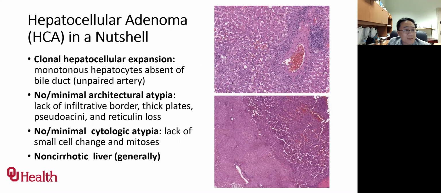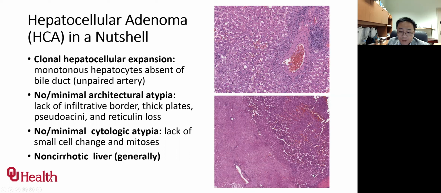To summarize, hepatocellular adenoma is a clonal hepatocellular expansion, characterized by monotonous hepatocytes with absence of bile duct. And they have unpaired arteries, as you can see here. This is one of my cases. You can see that these hepatocytes are bland and monotonous, and usually we should not see architectural atypia, or the architectural atypia is very minimal.